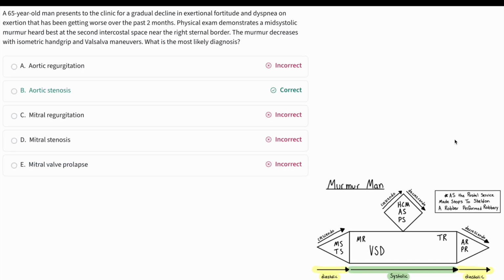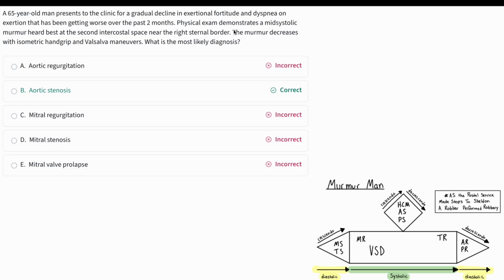So here we have a 65-year-old man presenting to the clinic for a gradual decline in exertional fortitude and dyspnea on exertion that has been getting worse over the past 2 months. Physical exam demonstrates a mid-systolic murmur heard best at the second intercostal space near the right sternal border. The murmur decreases with isometric hand grip and Valsalva maneuvers. Which is the most likely diagnosis?